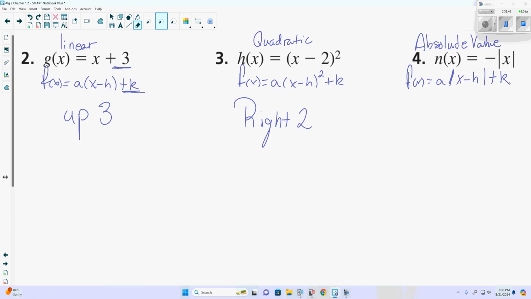Absolute value, a times x minus h plus k. So h and k, there's not one. So there is no left, right, there's no up and down. But the a is negative, so it is a reflection. And it'd be across the x-axis.